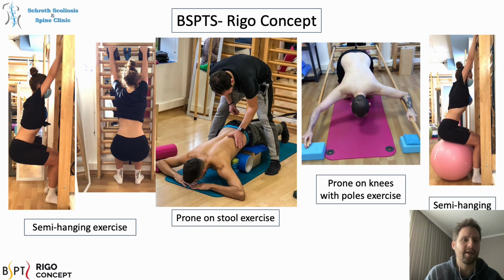We have the semi-hanging exercises, or semi-hanging on the ball. We usually do a lot of exercises in a hanging position because this gives us a very good sagittal alignment. These are two other exercises, prone on stool and prone on knees exercise.